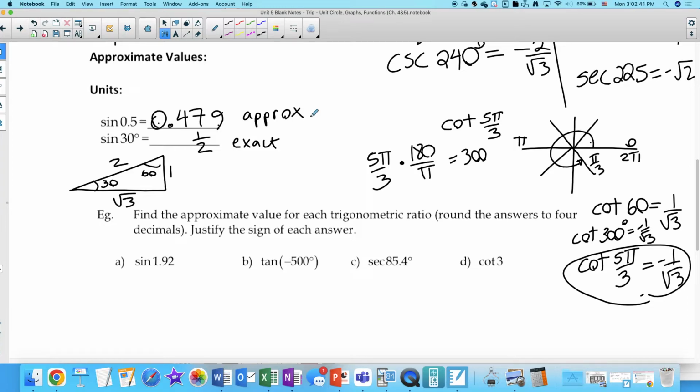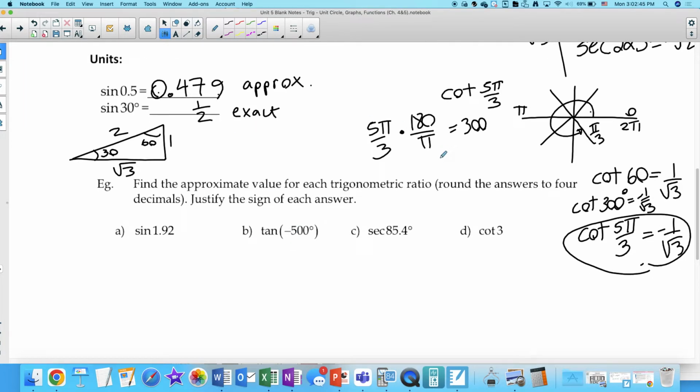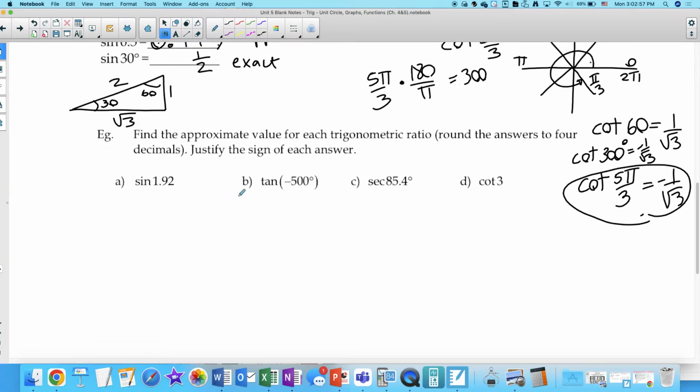Okay? So for example, find approximate values for each trig ratio. If we're just looking for approximate values, then we can plug these into our calculators. Okay? So I'm actually going to do the first and the fourth first, because then I can keep my calculator in radians and not have to flip back and forth all the time.